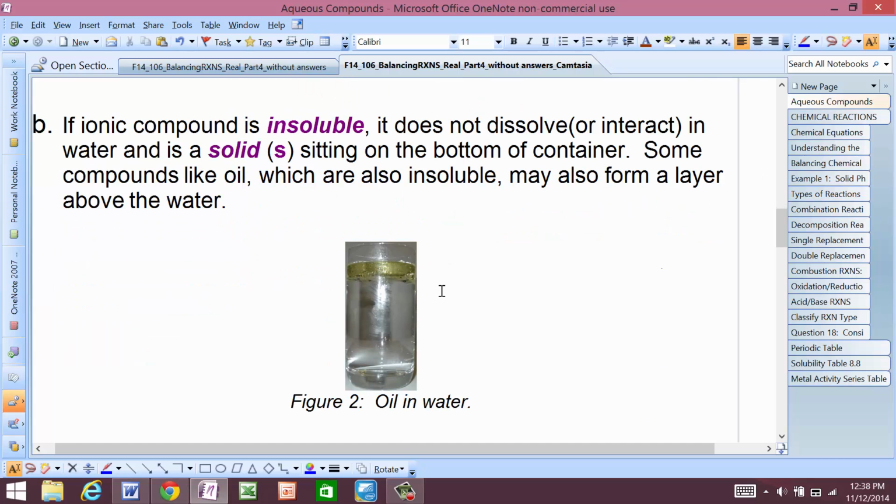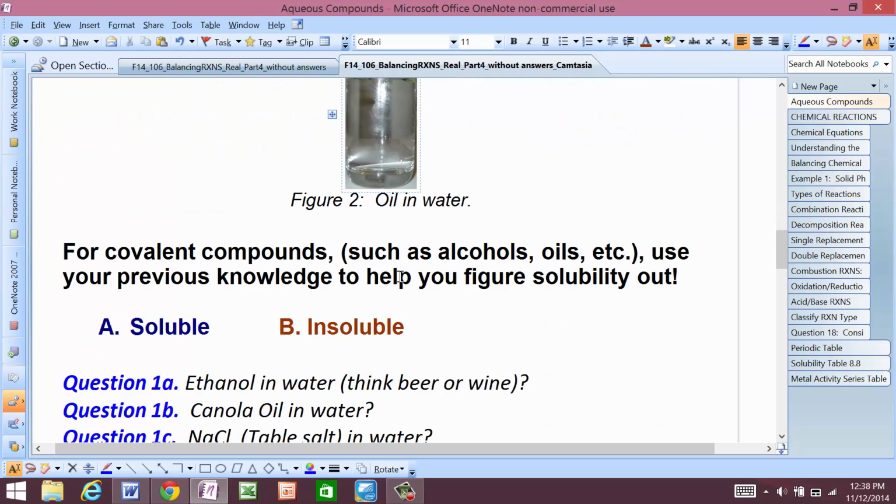Here's an example of an insoluble compound. Now this isn't an ionic compound, it's oil, it's organic. But you can see there's two layers and there's no mixing. There's no interaction going on whatsoever.